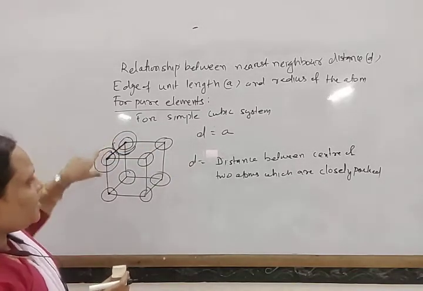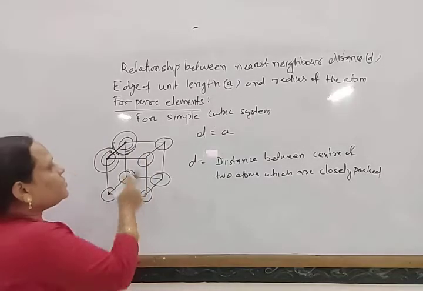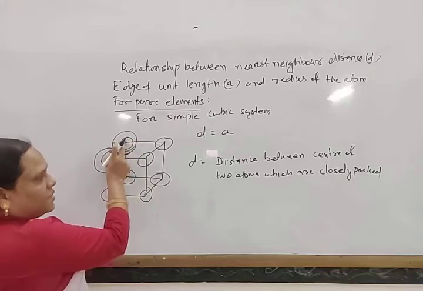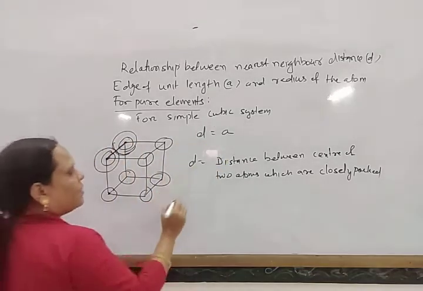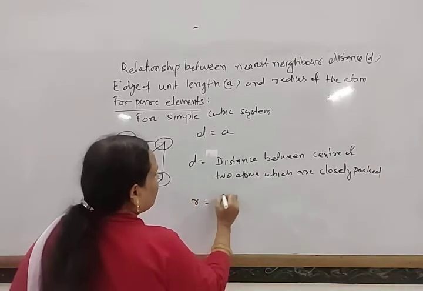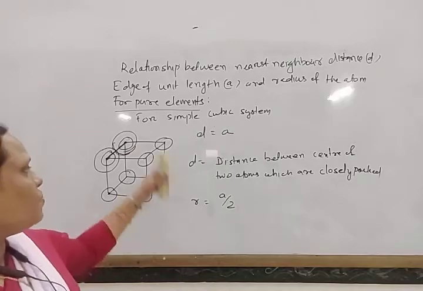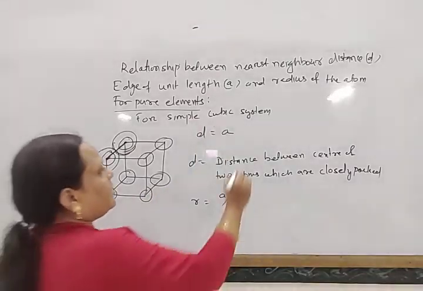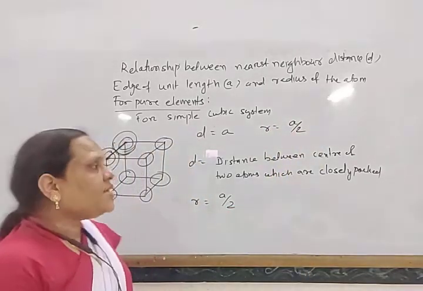So its length is A. All these cases are A. From this to this is the diameter, so diameter equals A. As the diameter equals A, the radius equals A by 2. So for the simple cubic system, D equals A and R equals A by 2.